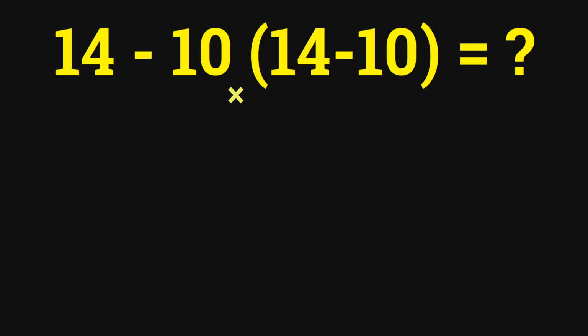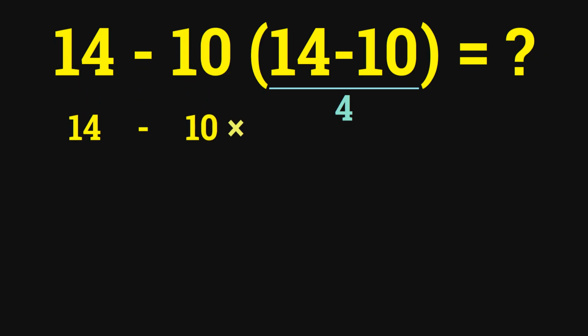By following the PEMDAS rules, first we must do these parentheses, after that we do this multiplication, and finally we do this subtraction. So first this parentheses, we have 14 minus 10, which equals 4. Now our problem became 14 minus 10 times 4.